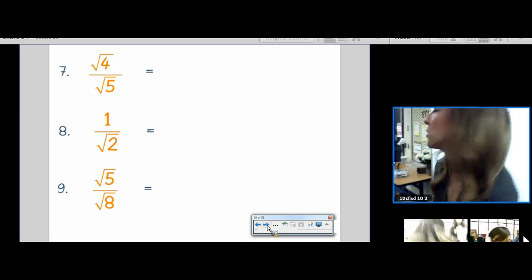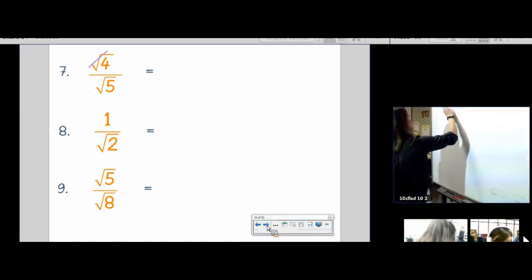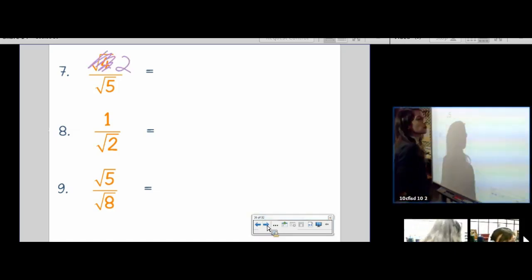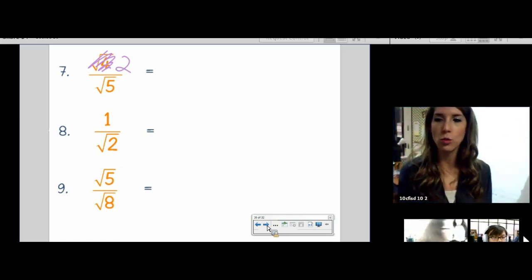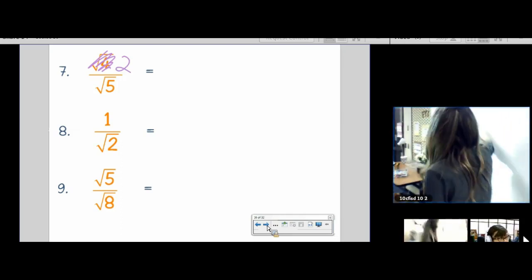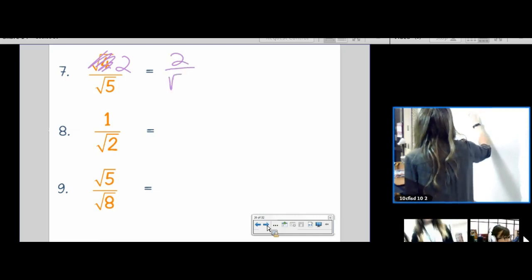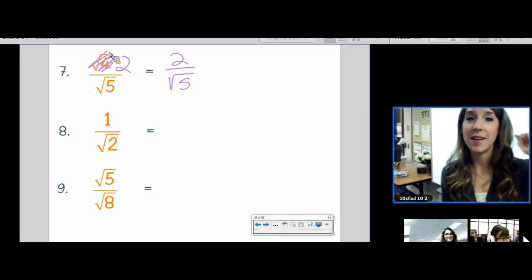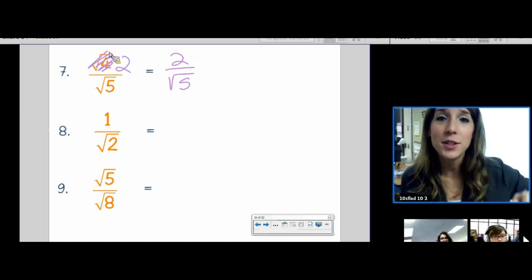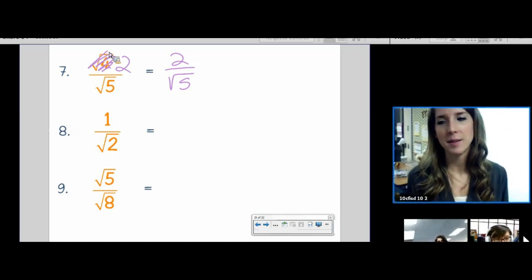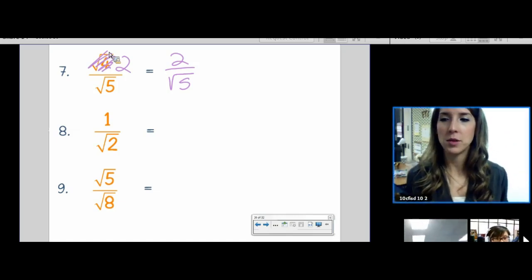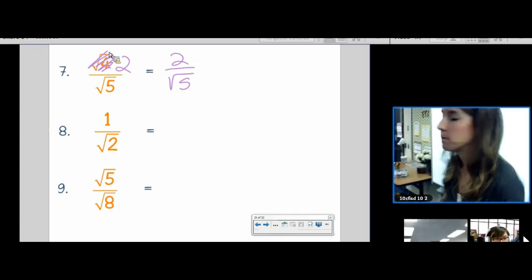A perfect square. Don't keep this as square root of 4 for long. Write what it really is, which is 2. So now we have 2 over square root 5. I'm obeying box number 1. I'm obeying box number 2. I'm not obeying box number 3. We broke the rules. There's a radical in the denominator.